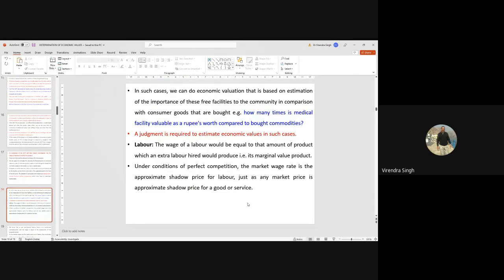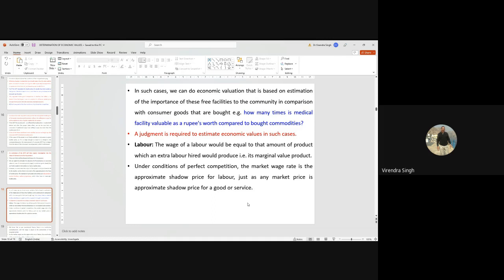There are a number of goods which are required to be valued. One of them is labor. The wages of labor would be equal to that amount of product which an extra laborer hired would produce, that is, its marginal value product. A labor wage cannot exceed the marginal value product of labor.